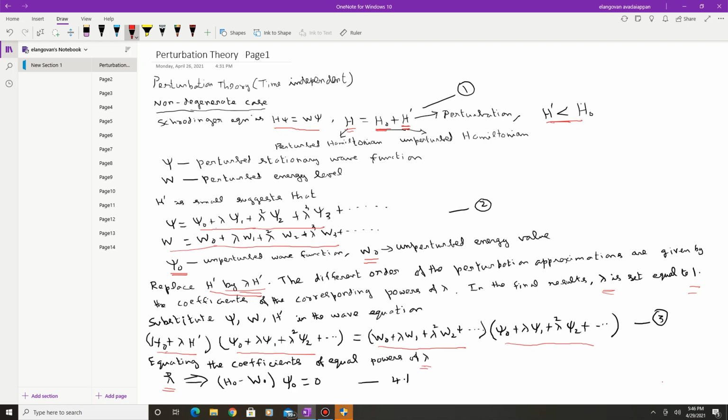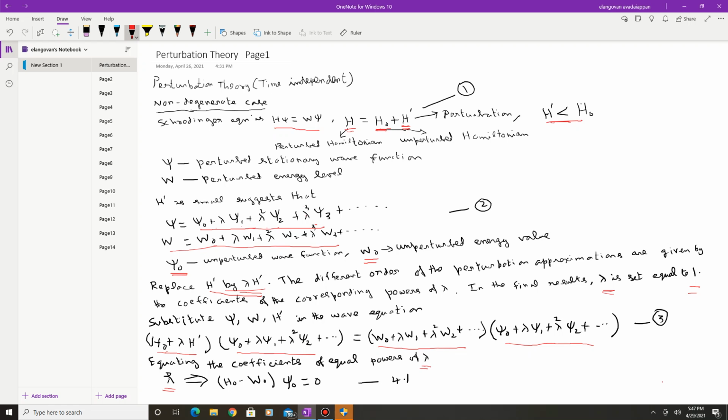This suggests that psi can be expressed as a sum of a few terms: psi naught plus lambda times psi 1 plus lambda square psi 2 plus lambda cube psi 3. This is not a square, this is only a superscript; lambda square and lambda cube show the order, and psi 1, psi 2, psi 3 are subscripts. And W is equal to W naught plus lambda W1 plus lambda square W2 plus lambda cube W3, with lambda power 1, 2, 3. Psi naught is the unperturbed wave function, W naught is the unperturbed energy value.